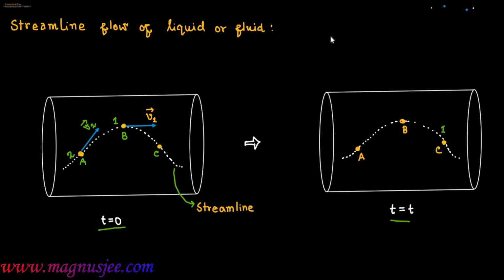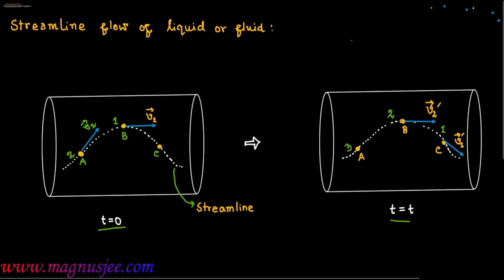At instant t equal t second, particle 1 reaches the point C and it has a velocity vector v1 prime along that tangent, and at the same time particle 2 will be moving with the velocity vector v2 prime, and at the point A, particle 3 will be moving with the velocity vector v3 prime.